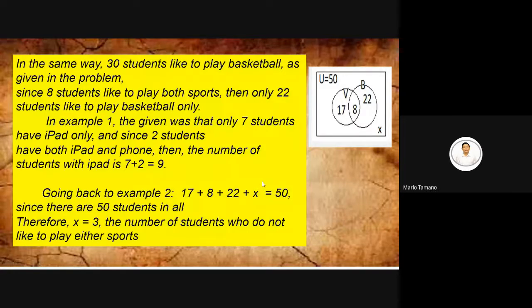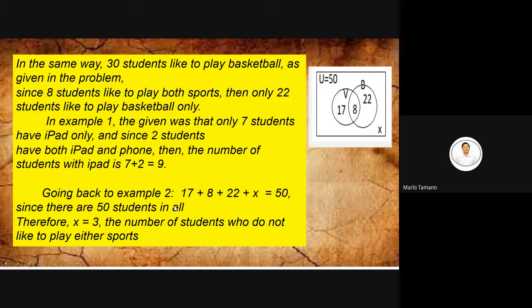In example 1, the given was that only 7 students have iPad only, and since 2 students have both iPad and phone, then the number of students with iPad is 7 plus 2 is 9. Okay? 7 plus 2 is 9.